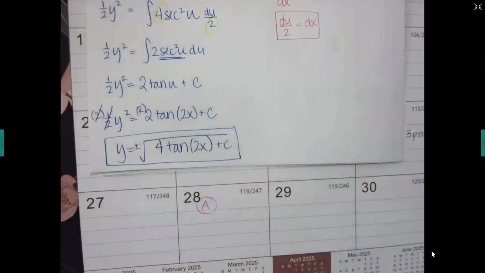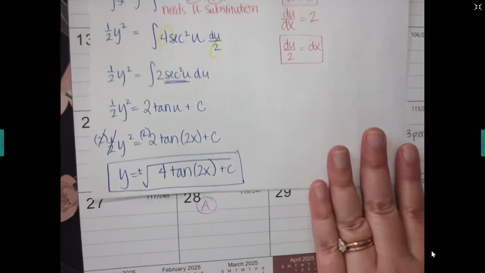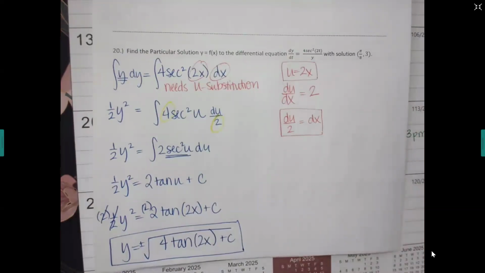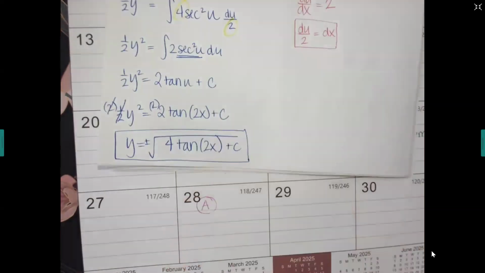Now, you will notice, okay, that on this question, do you see how it asks you for the particular solution and then it gives you a point? Okay, we're not going to do those questions today. So for now, for your homework, this is good enough for everything till the level 2s. Don't do any level 2s today. Okay?